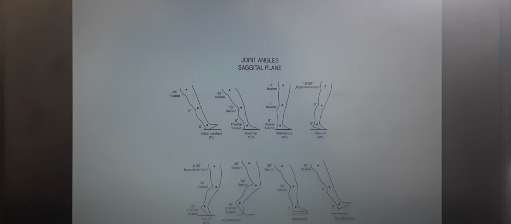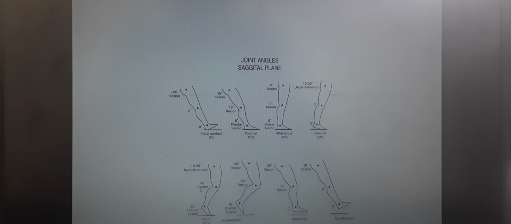During the heel off stage, there is hyperextension of the hip joint, around 10 to 15 or 20 degrees, and 0 degrees of knee joint and 0 degrees of ankle joint. This is heel off.